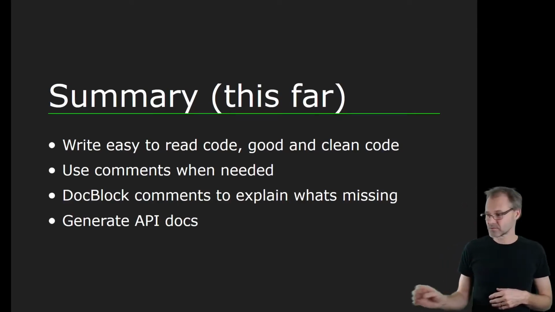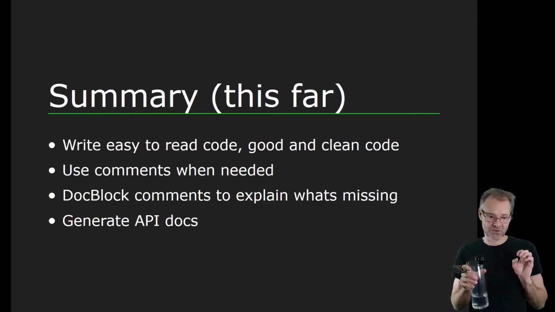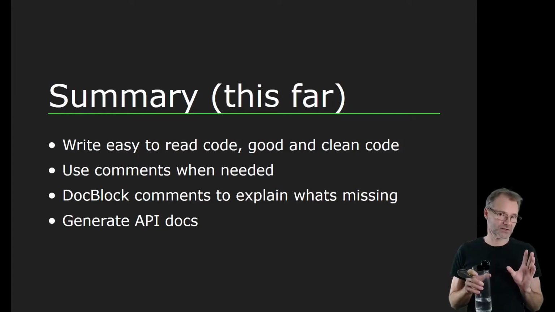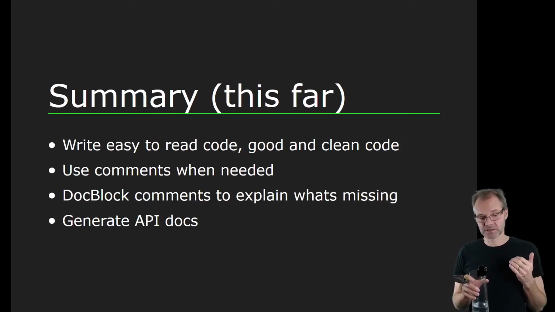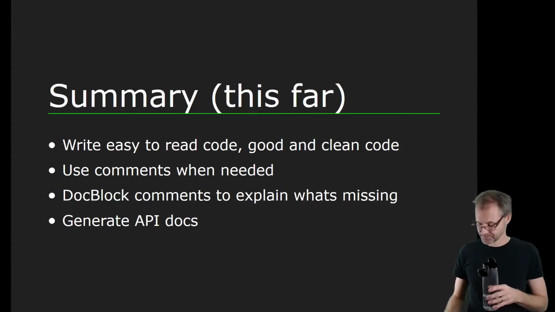So let's see the summary we have thus far. I say write easy-to-read code, good and clean. For documentation, we use comments when needed. We use Docblock comments to explain what's missing and give the overall picture. And we generate the API docs automatically. I think that's a good start.